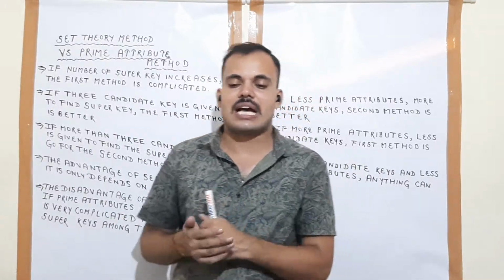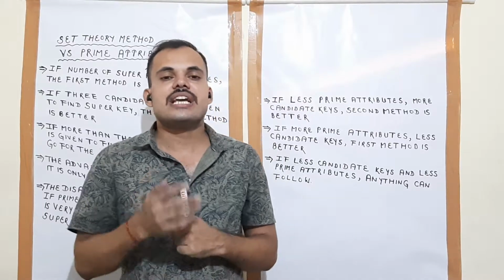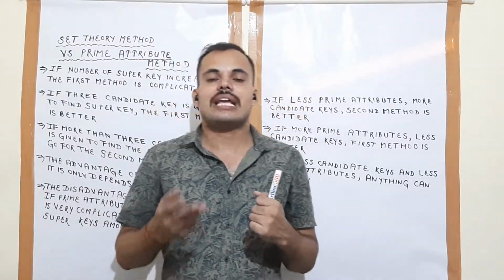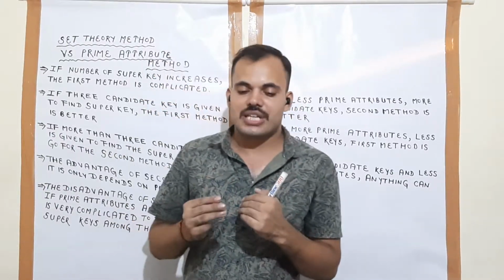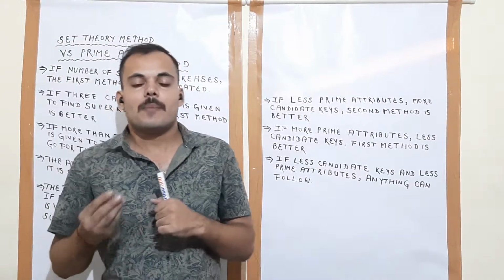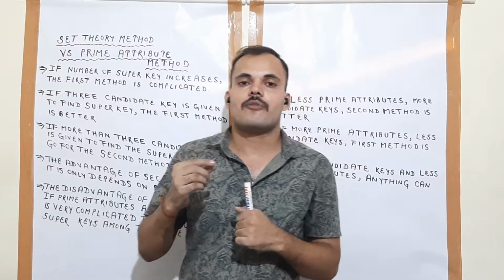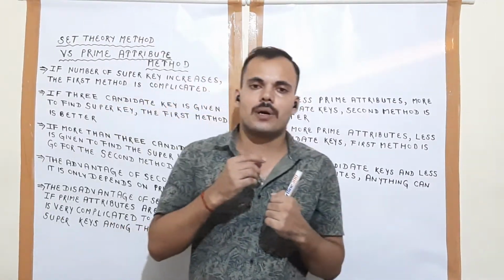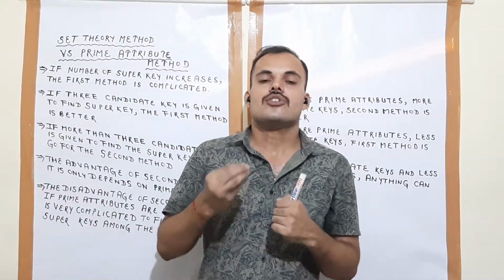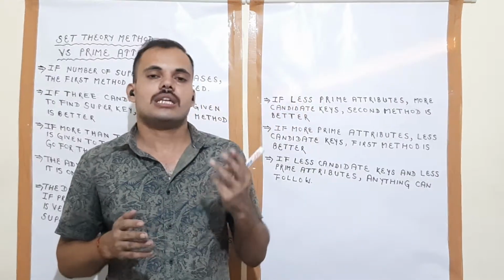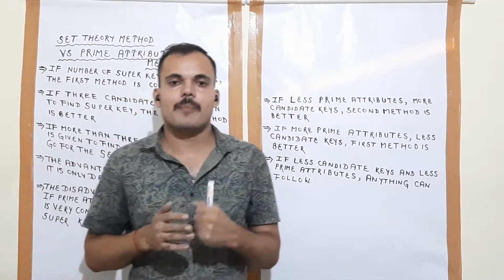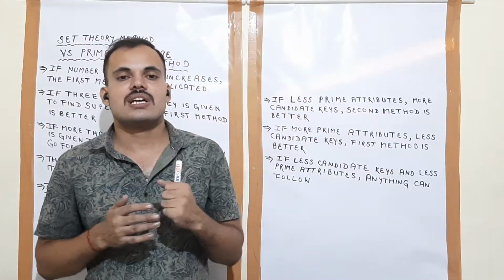If three candidate keys are given, it means we require three sets, each set for each candidate key. Each set represents the number of super keys. The first set will represent the number of super keys over the first candidate key, the second set over the second candidate key, and the third set over the third candidate key. So the number of super keys will be found from the sets. So if three candidate keys are given, to find the number of super keys, the first method, set theory, is better.